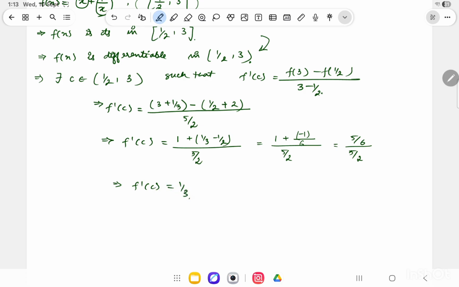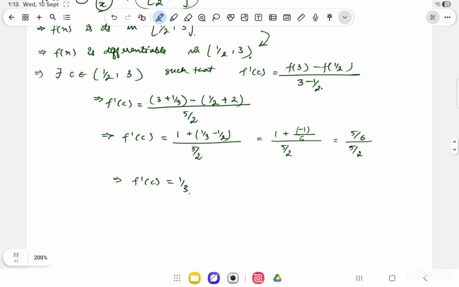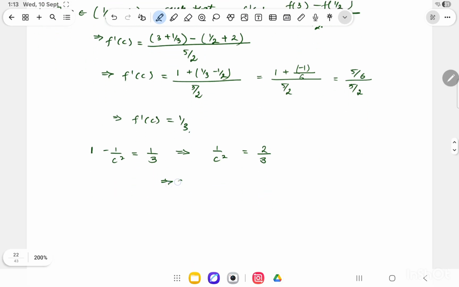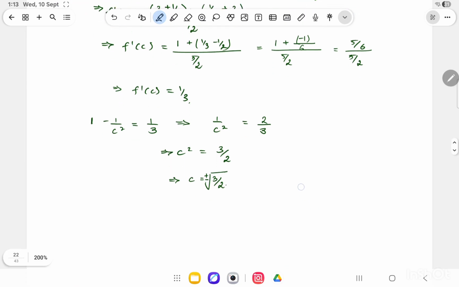Now let's just take the derivative of function f(x) at point c. So we'll be getting 1 minus 1 by c square equals 1 by 3. So if I solve it for c, I'll be getting 1 by c square equals 2 by 3. So from here my c square is 3 by 2, and if I take the square root of both sides, I'll be getting plus minus square root of 3 by 2.